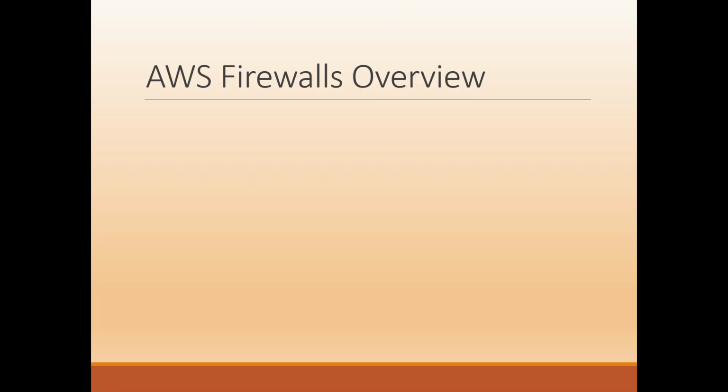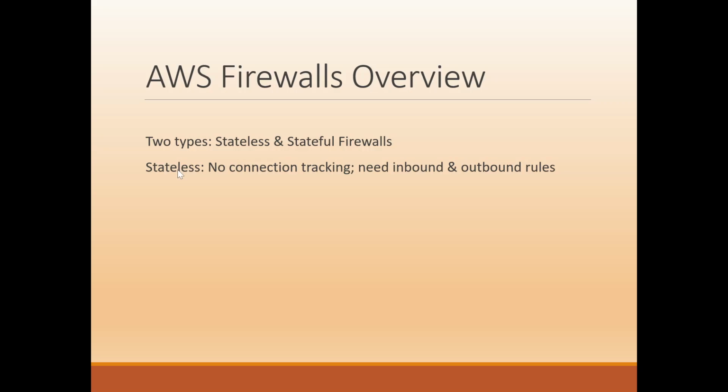AWS firewall overview. Basically, there are two types of firewall: stateless firewall and stateful firewall. Stateless means it evaluates each packet individually and does not track established connections, and in stateless we need inbound and outbound rules separately. A stateful firewall tracks active connections. If inbound traffic is allowed, return outbound traffic is automatically allowed, and only one direction needs a rule in stateful.